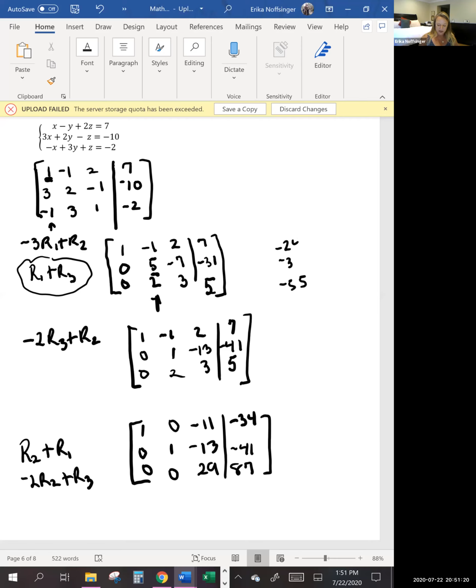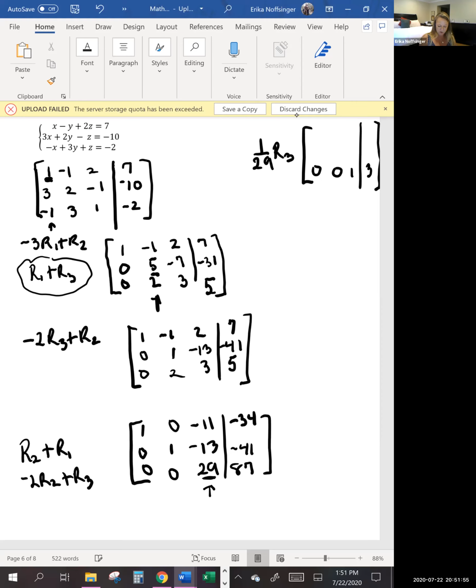So we're almost there. We finished the second column, moving to the third column. We need a 1 down here in the third row, third column. So we can do that by multiplying 1/29 times row 3. 29 goes into 87 3 times. So our new row 3 is going to be 0, 0, 1, line, 3.